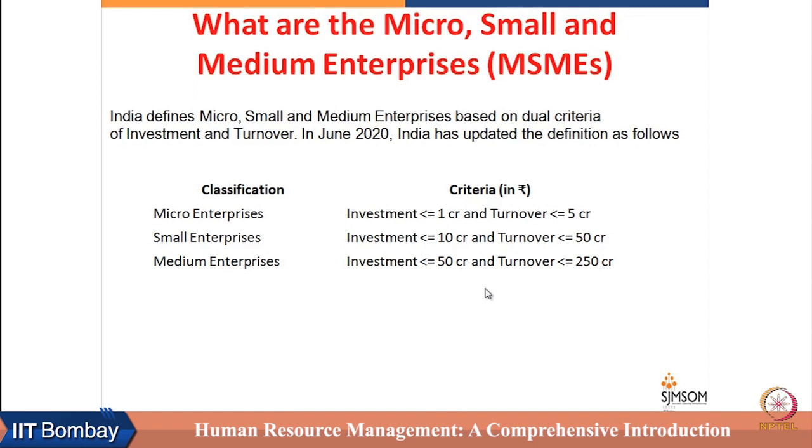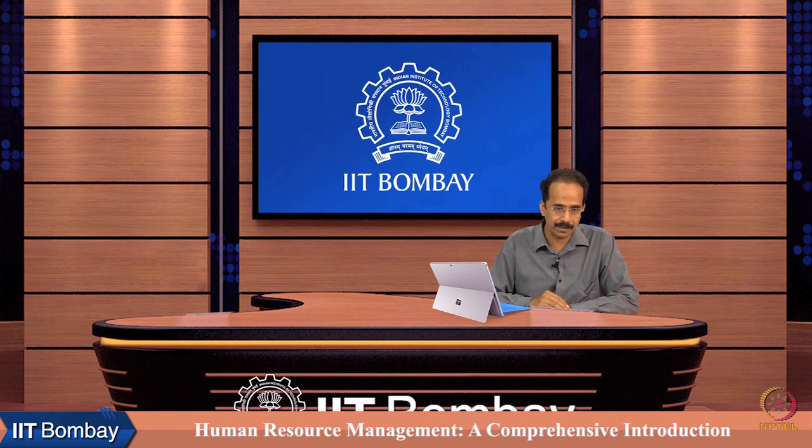Different countries define the size of their MSMEs differently. You can have a look at how different countries define MSME criteria differently. This data is very abundantly available. In India, it is defined in terms of investment and turnover, at 1 crore and 5 crore. When investment is 1 crore or turnover is 5 crore, it is called a micro enterprise.